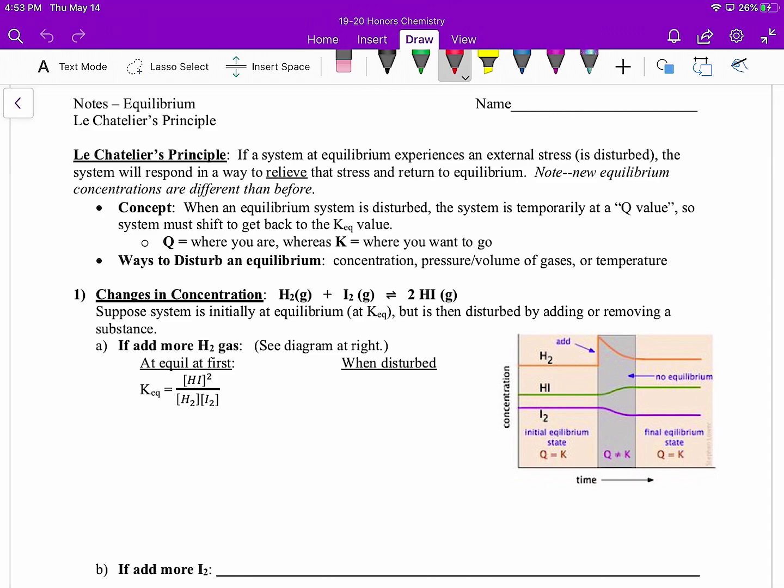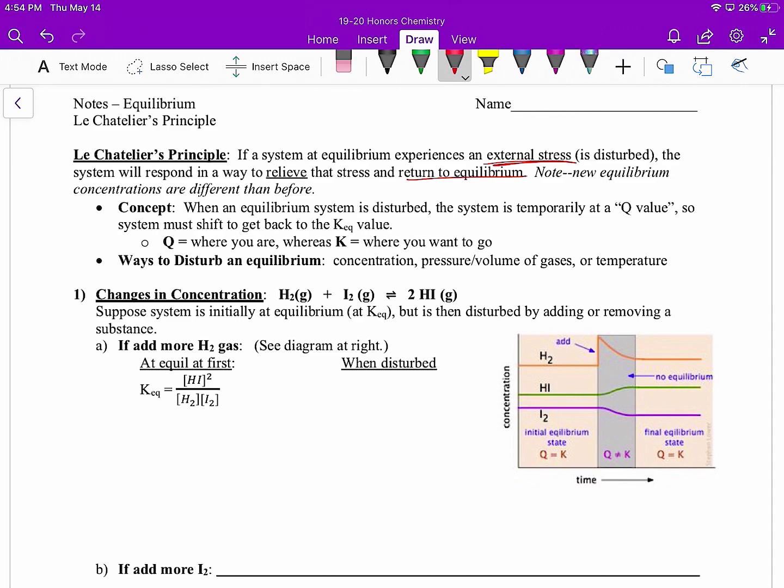What Le Chatelier's principle tells us is that if you have a system at equilibrium that experiences an external stress, in other words, if you do something to knock it out of equilibrium, the system's going to respond in a way to relieve that stress and essentially undo what you just did so that it can get back to equilibrium. So if you put a stress on the reaction, it is going to do something to get rid of that stress to reestablish the equilibrium that it had before.